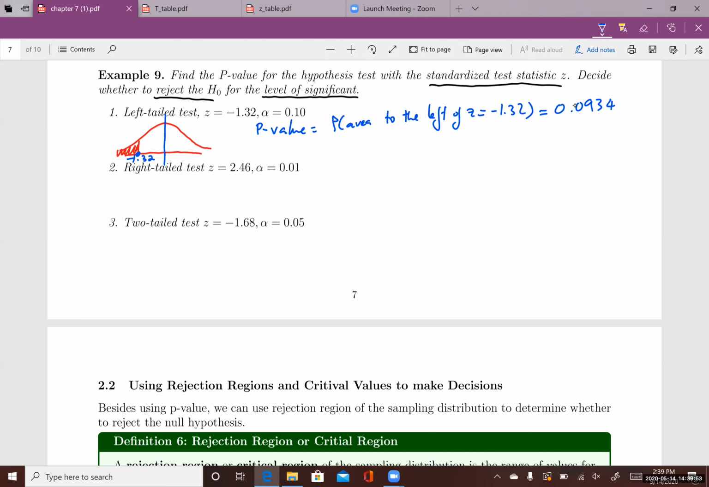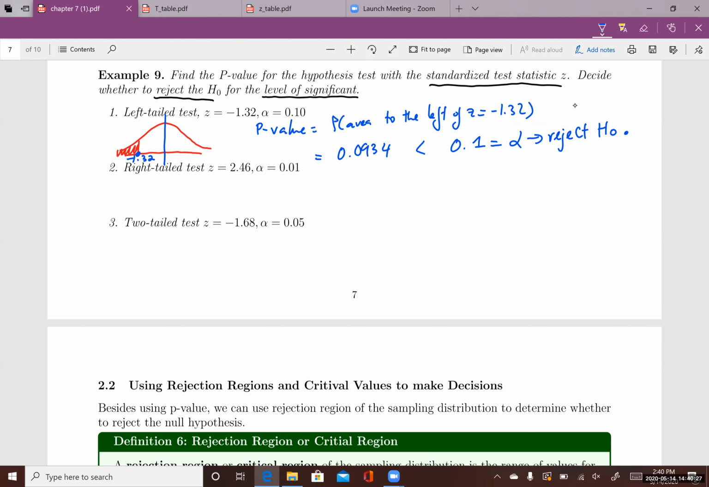All right. And then now I compare the p-value with the alpha. So 0.0934, is it less than alpha or greater than alpha? I see that it's less than 0.1, which is alpha. If the p-value is less than alpha, then your decision will be to reject the null hypothesis. All right, go to the next example here.